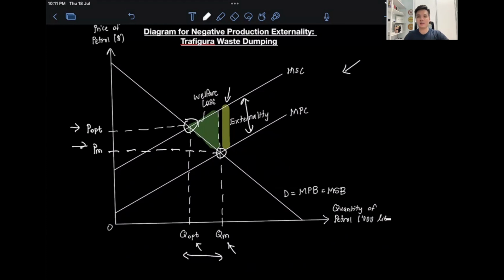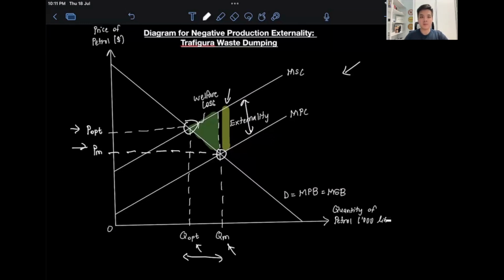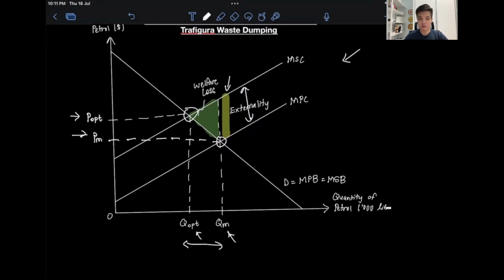MPC curves are the private costs borne by Trafigura to produce petrol, while the marginal social costs, which is the graph above, are the costs that the society as a whole incur as a result of the medical issues from this toxic waste dumping. So the key point to take away from this particular diagram is that when there is a negative production externality, the free market over-allocates resources to the production of petrol. Too much is produced relative to what is socially optimal.